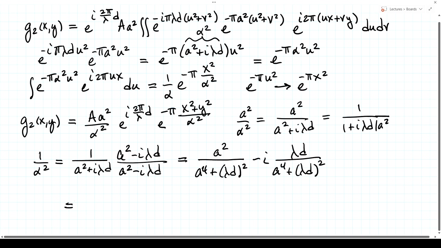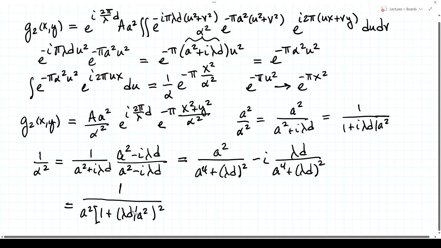And now for this first term, let's divide top and bottom by a squared. So that'll be 1 over a squared, and let's write it this way: a squared times the quantity 1 plus lambda d over a squared, squared. Let's make sure I did that right. So we'll have 1 over a squared, so that's just a to the fourth over a squared, and then plus a squared times lambda d over a squared, squared. So that'll be lambda d squared over a squared. So that all works out well. And this term, lambda d over a squared, is dimensionless. It's meters squared over meters squared.